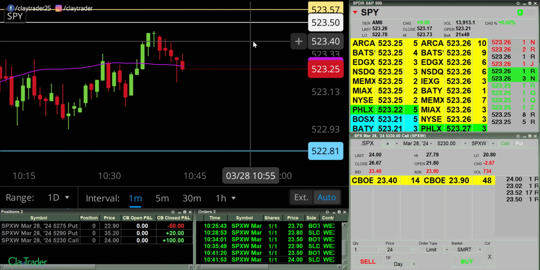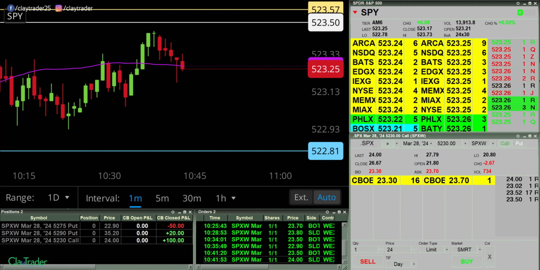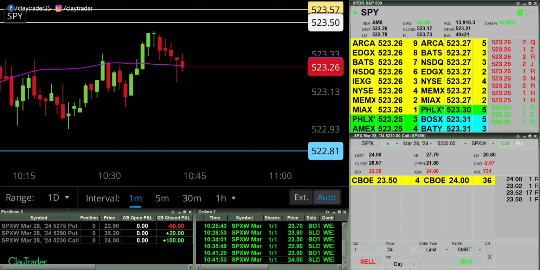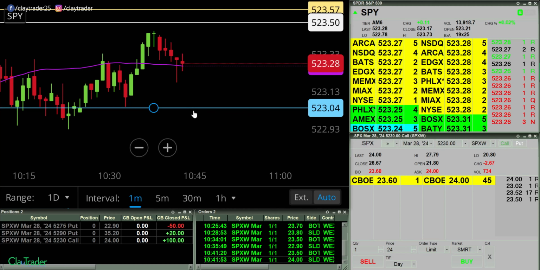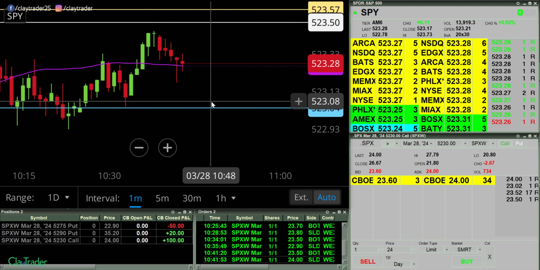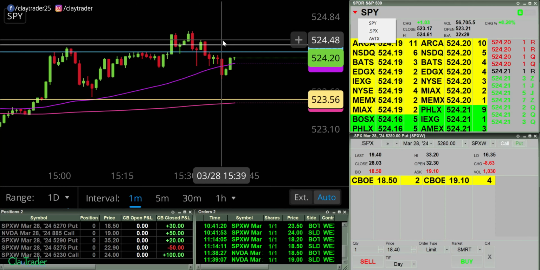I am interested in potentially trying again if this thing wants to pull back to right around that blue line there. So we'll see if it wants to pull back some more. I will pause. All right, market closes in 19 minutes.